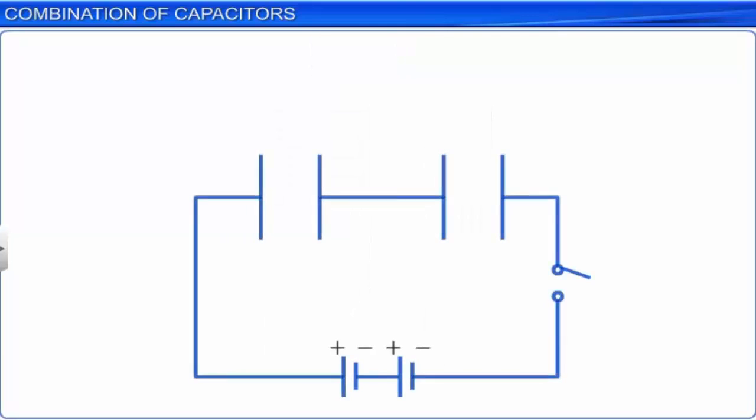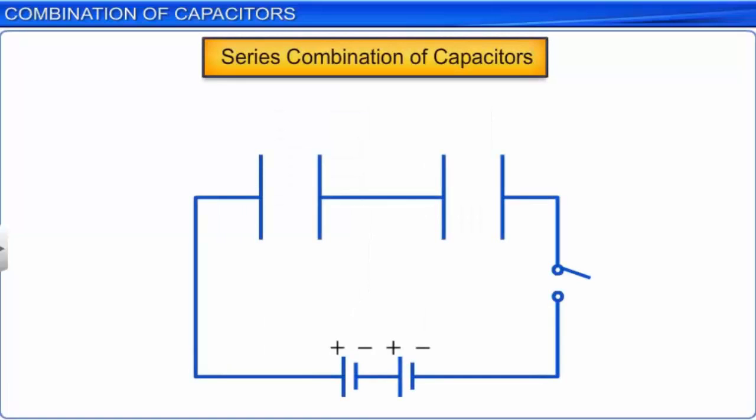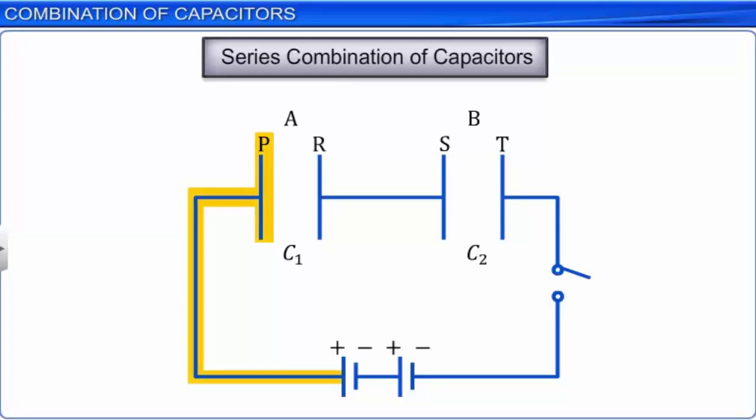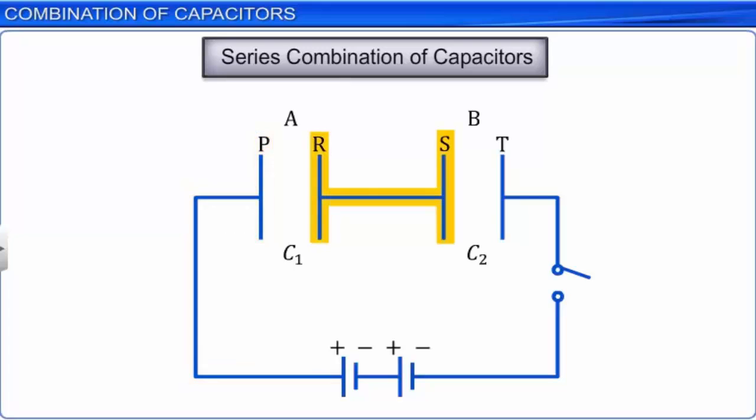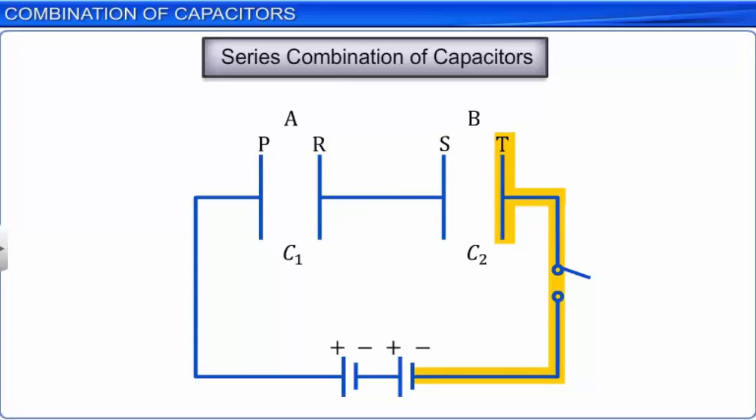Let us first discuss the series combination of capacitors. Consider two parallel plate capacitors, A and B. The plates of A are labelled P and R, whereas the plates of B are labelled S and T. Let the capacitance of A be C1 and that of B be C2. The plate P of A is connected to the positive terminal of a battery, and the plate R of A is connected to the plate S of capacitor B. The plate T of B is connected to the negative terminal of the battery through a key K.